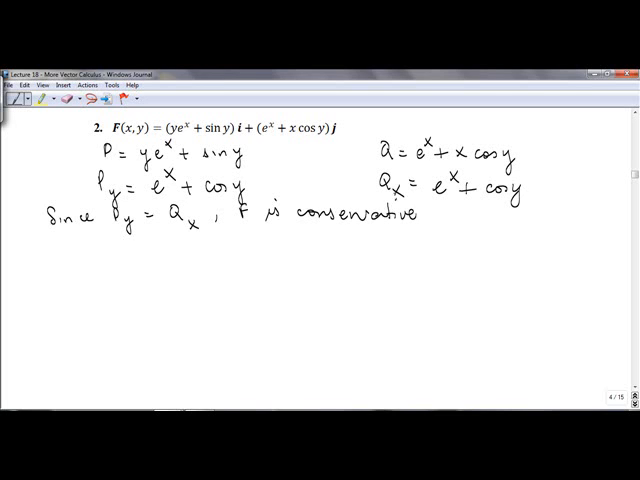So what does that mean? We can find a potential function. All right, let's find the potential function. How are we going to find it? We are going to use the fact that del f equals F.